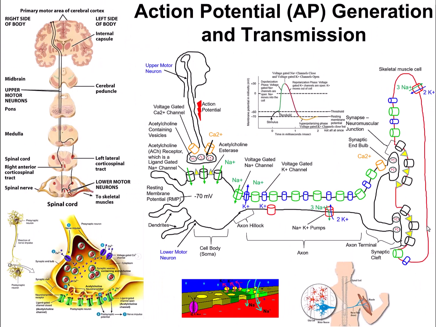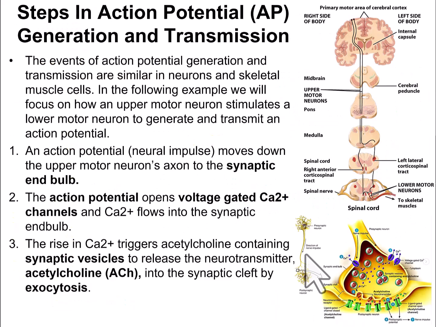In this video, we're going to be going over action potential generation and transmission. And actually, this video is the first in a two-part series where we're going to look at action potential generation in this video, and then the next video looks at action potential transmission. The steps involved in the generation of an action potential and its transmission are similar in both neurons and skeletal muscle cells.